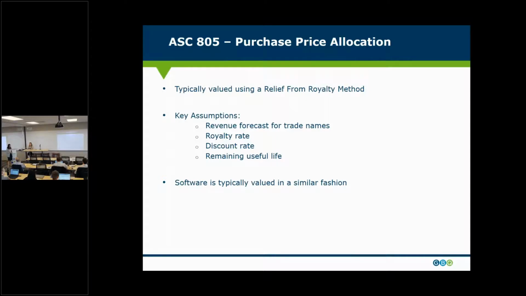When you have something like a manufacturer making private label items, you wouldn't want to include those revenues in your revenue stream for the trade name. From there, you'll apply a discount rate and the royalty rate, and that's when you take into account a market approach, because you're looking at third-party licensing agreements that are similar to your trade name. Like I said, you'll use a discount rate, and then you'll consider the remaining useful life.